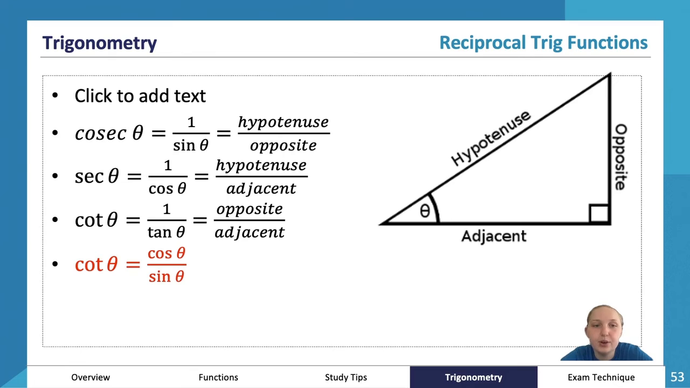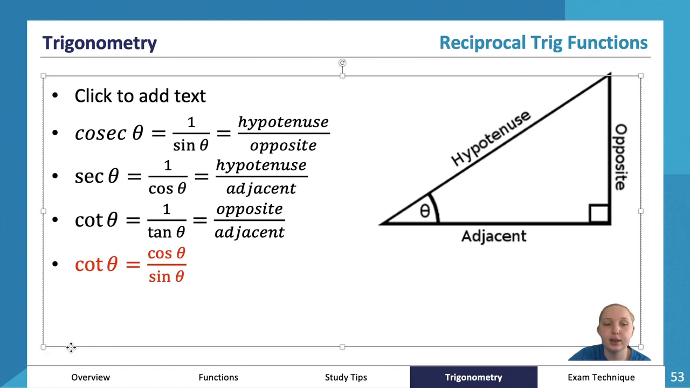Okay, so we've got cosec theta equals 1 over sine theta, so that's the hypotenuse over the opposite. Sec theta is 1 on cos theta, so the hypotenuse over the adjacent. And cot theta is equal to 1 on tan theta, which is equal to the adjacent over the opposite, which can also be written as the reciprocal of the tan we just looked at. So cot theta can also be written as cos theta over sine theta. So these are all your reciprocal trig functions.